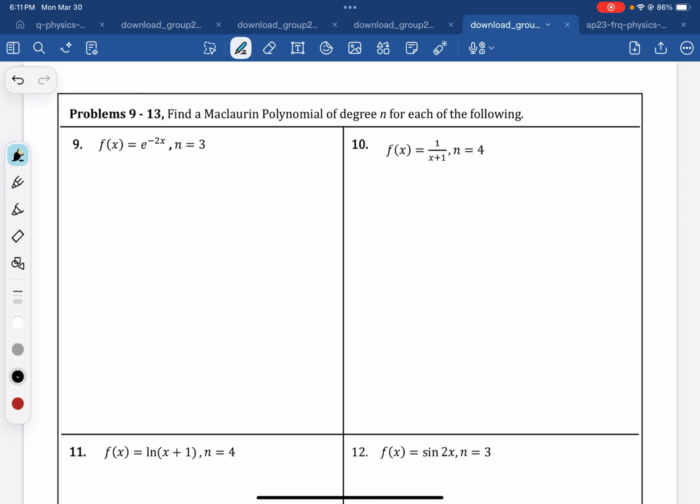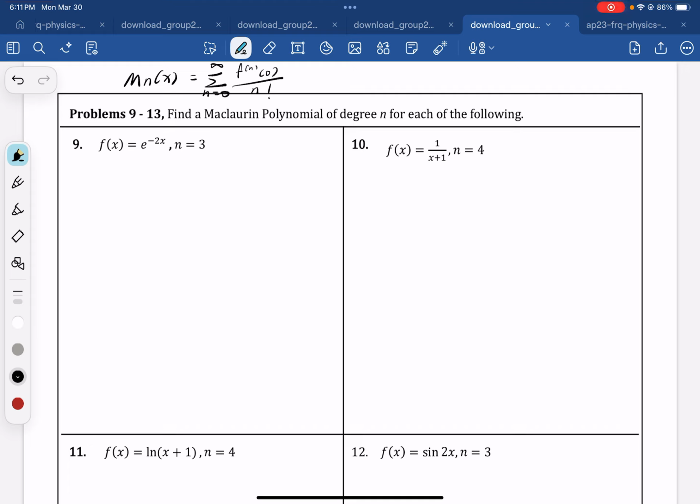It's written as P_n of x equals the sum, with lower bound n equals 0 going to an upper bound infinity, of f^(n) of 0 divided by n factorial. So question 9 is asking us about the third degree of f of x equals e raised to the power of negative 2x. So we're going to solve the third degree of derivative of the function.